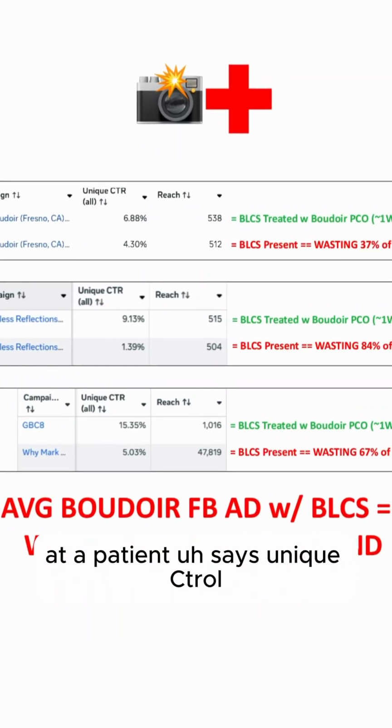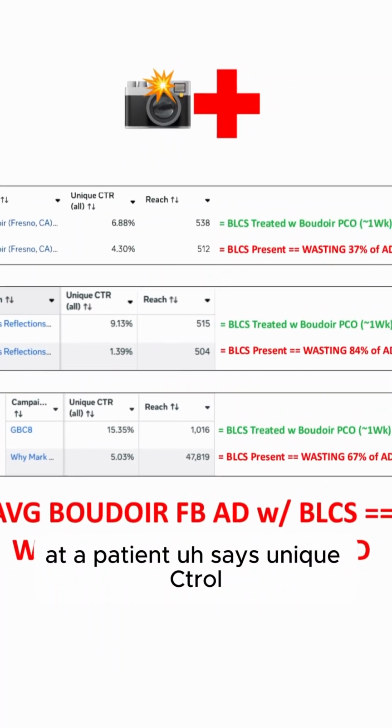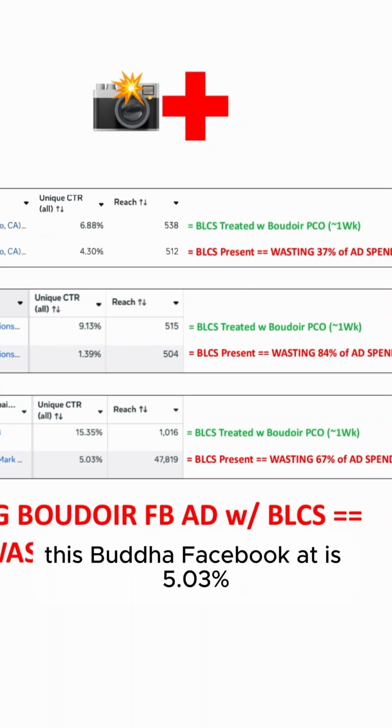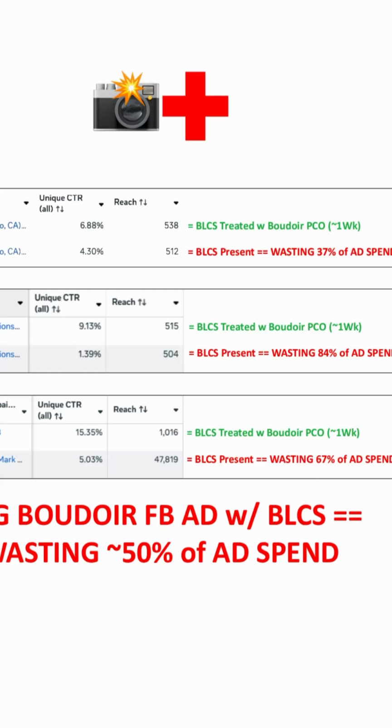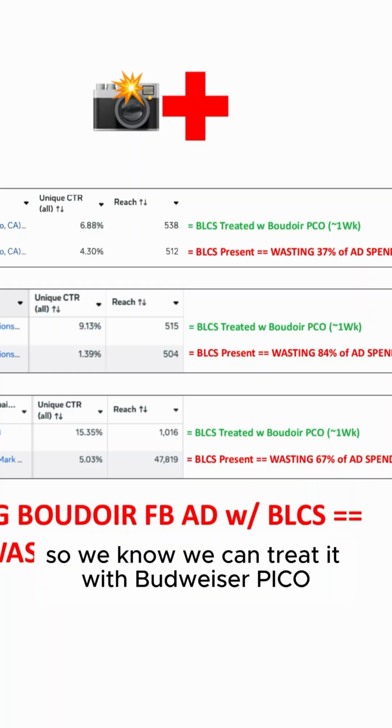Finally, I had a patient with a unique CTR on his Boudoir Facebook ad of 5.03%. When unique CTR is under 6%, that means BLCS is present, Boudoir low click syndrome. So we know we can treat it with Boudoir Pico. It takes about a week.